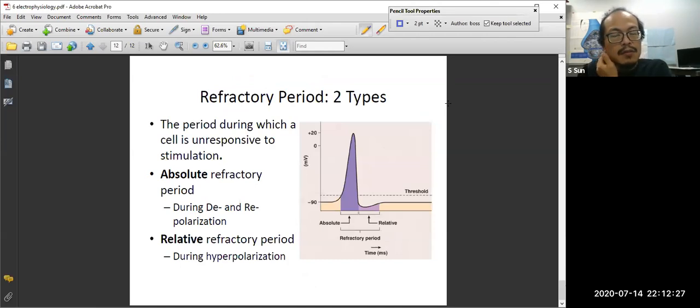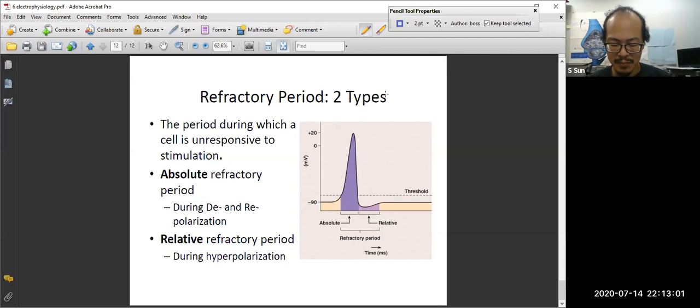All right, so when you have one stimulus, you can stimulate it again, but not immediately. That's the time called the refractory period. You cannot stimulate the same spot twice in a very short period of time. Our cell cannot respond to that. This is called the refractory period. The refractory period has two types.